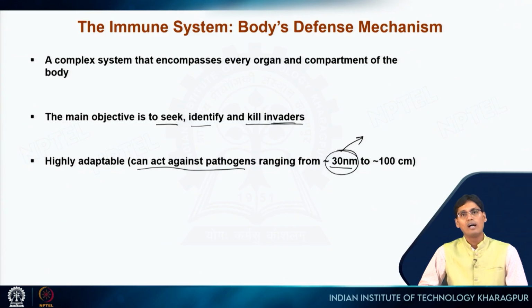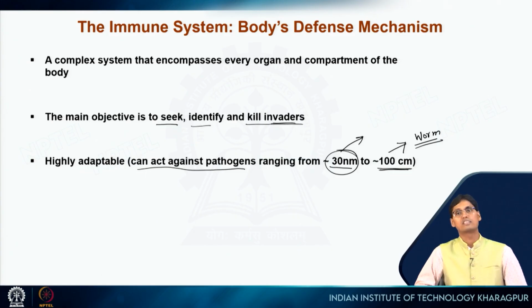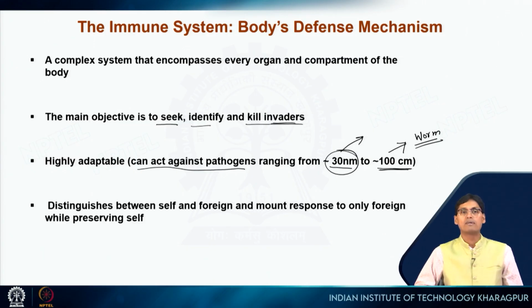And this is kind of surprising. We are mentioning that some pathogens are approximately 100 centimeters. Although this is rare, but yes, for example, some worm, I would say, right? But still, our immune system can take care of it. It will destroy this also in a properly functional system. So that's why I'm mentioning this is highly adaptable.